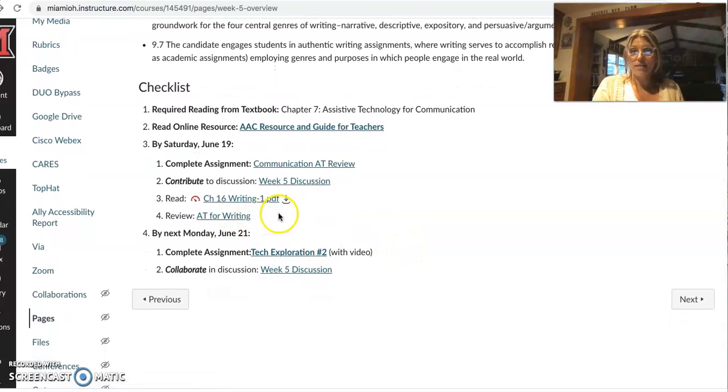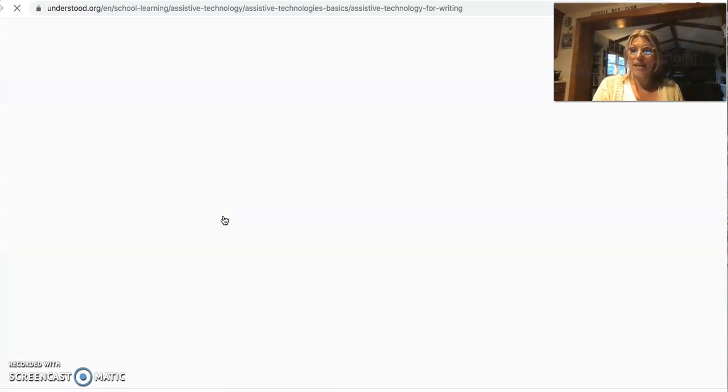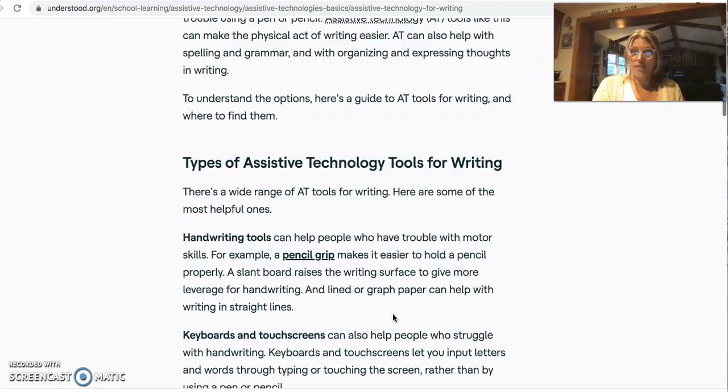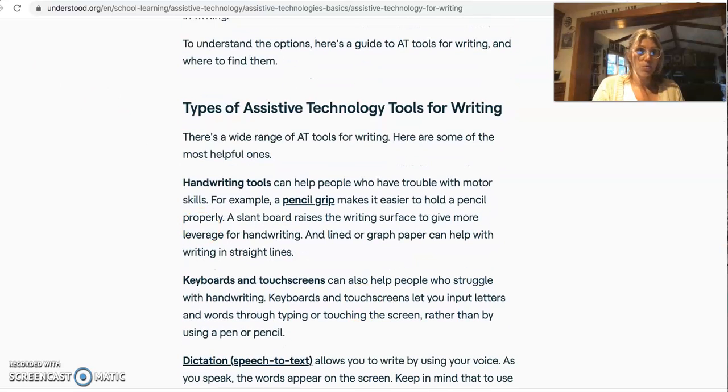Just a couple other readings. One is from the same textbook on writing, and then I'd like for you to review this resource that talks through different types of AT specifically for writing, so some specific tools.